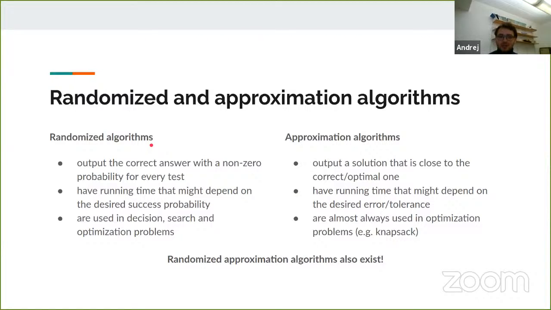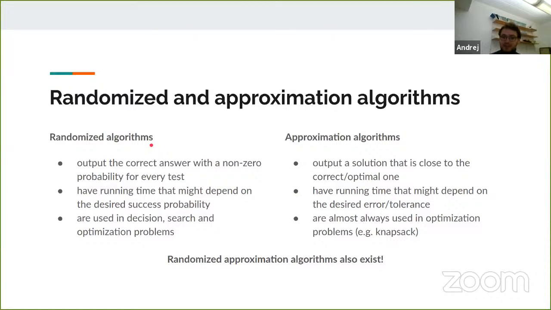By contrast, approximation algorithms are not concerned with producing a correct or optimal solution in every single test case, but they want to have a guarantee that the returned solution is close to the expected one within some degree of precision or tolerance.